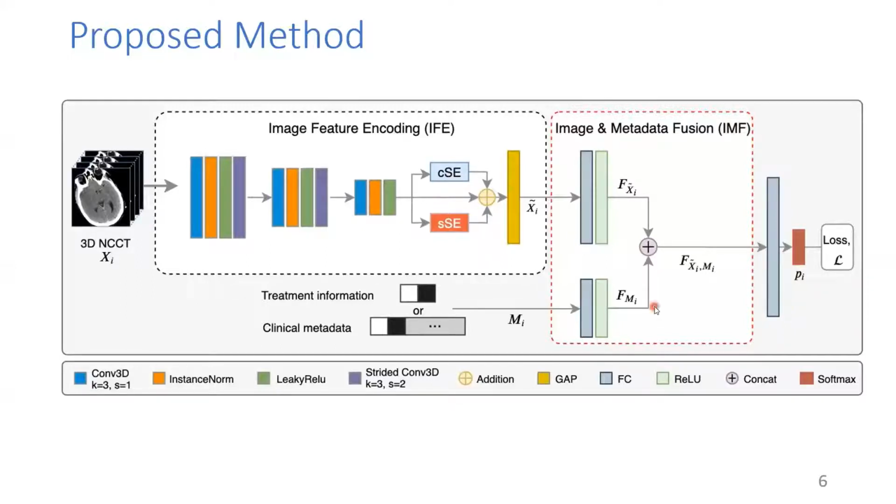It is important to note that since our dataset consists of patients, whether they received thrombectomy treatment or not, we need to encode this information in our training process. Therefore, when we train our model with only NCCT volume and NCCT volume with clinical metadata, we use treatment information in our network. When an experiment is only on imaging, MI is a one-hot vector of treatment information only. Otherwise, MI is clinical metadata, which also includes treatment information.